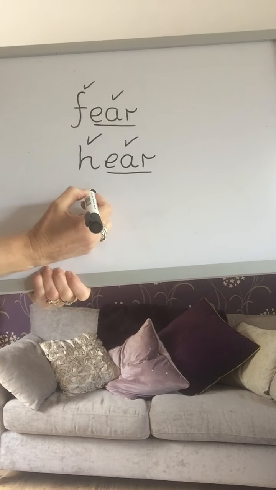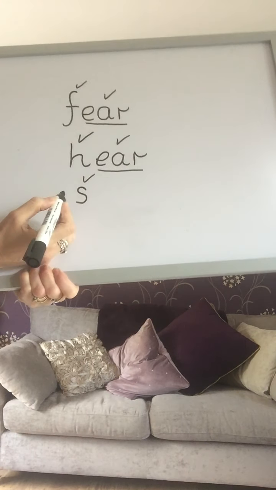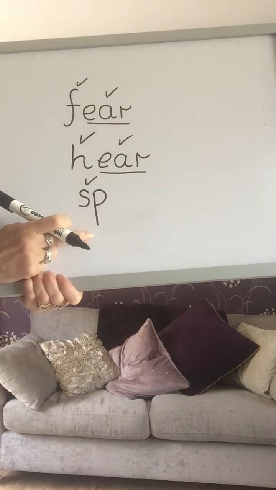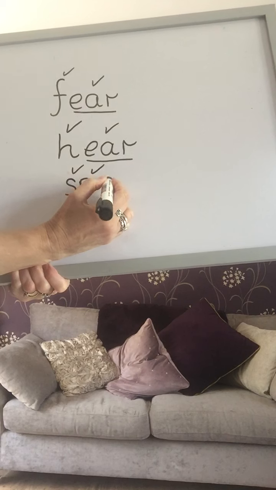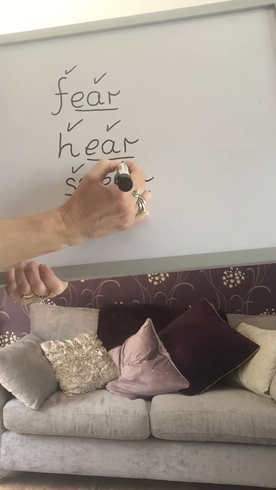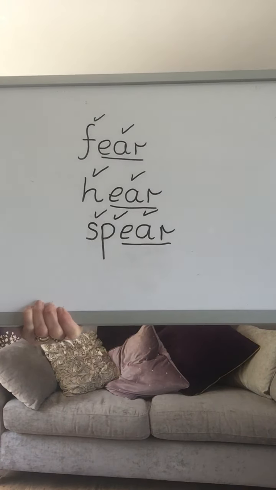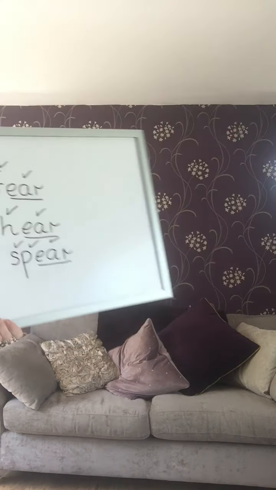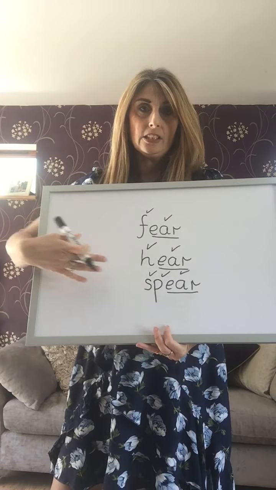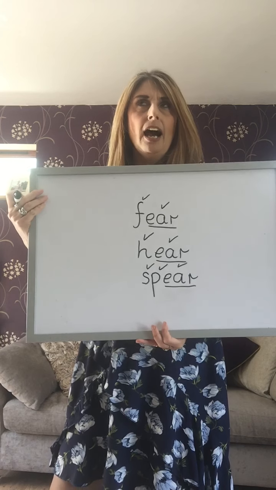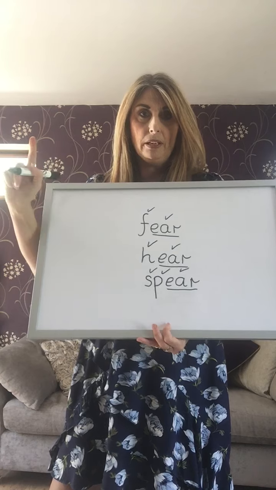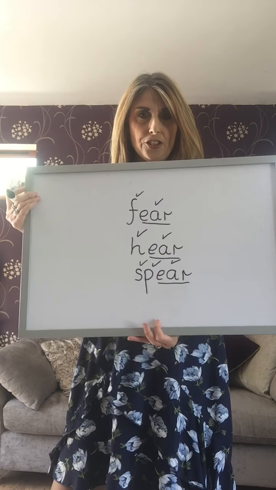So if you've got the s, give yourself a tick. And if you've got the p, and remember it's a descender, so it goes down, give yourself a tick. And if you have the ear, and it looks like mine, give yourself a tick. Well done, children. Now, as before, if you can write these in a sentence, that would be fantastic. And to actually extend your learning, can you put two of them into one sentence? See if you can do that.